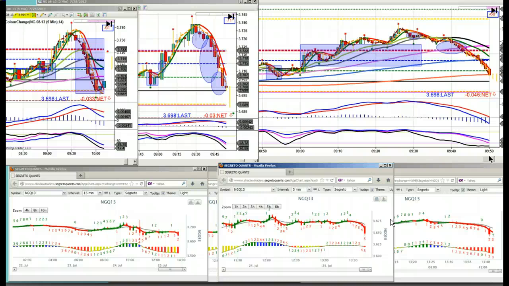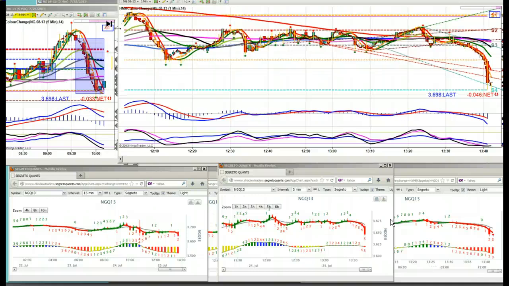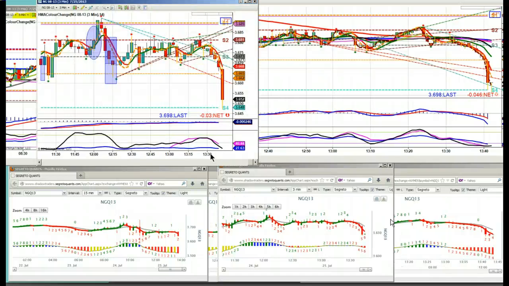This is our 3-minute chart. See, our 3-minute chart is now below the HMA. Do you see how we've cleared the majority of our members? So we are in a trend short. This is a trend short. But now look at our 3-minute and 1-minute Segredo.